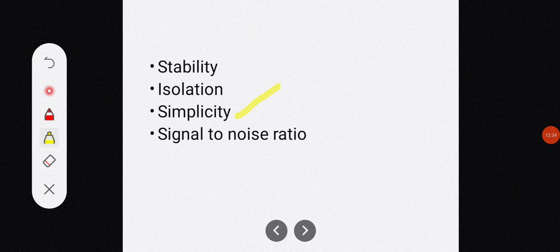So these were the design factors for a biomedical instrumentation system. So I am ending this class here.